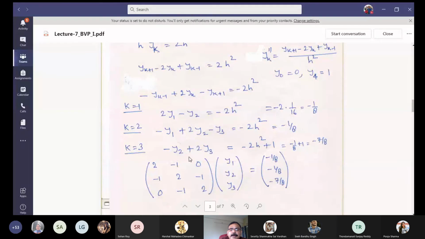Yes, sir. Second equation: minus y1 plus 2y2 minus y3 equal to minus 1 by 8. Right? Yes, sir. Third equation is minus y2 plus 2y3 equal to minus 7 by 8, since y4 is not there. Yes, sir. Okay. Now, you remember Gauss elimination?